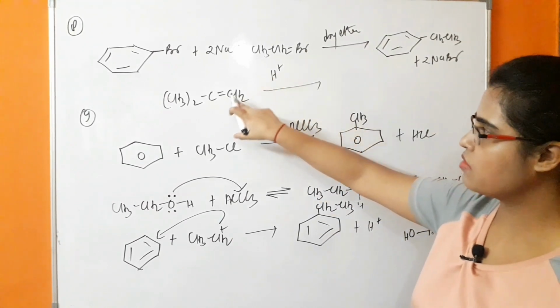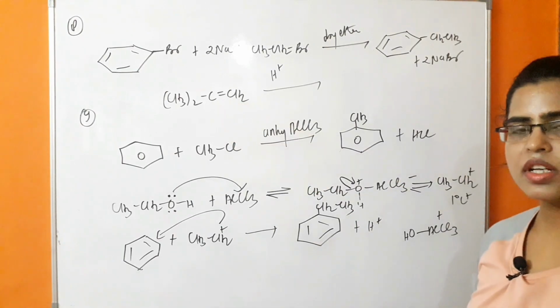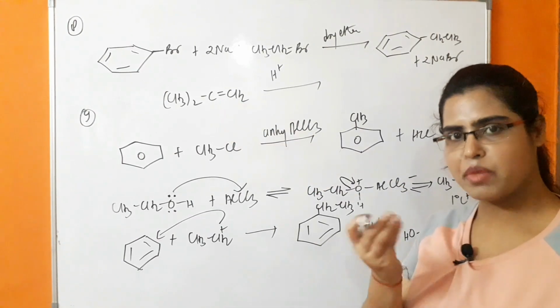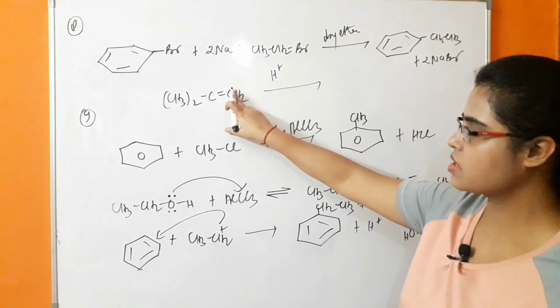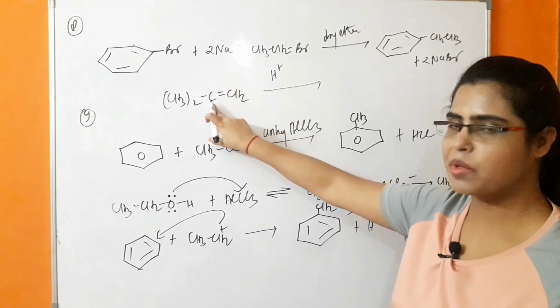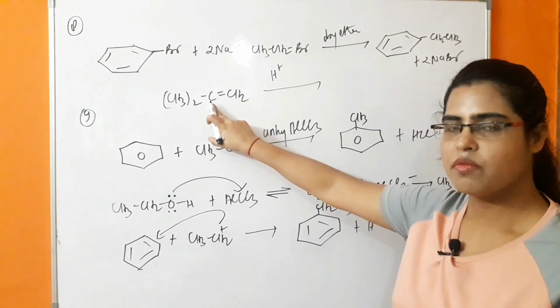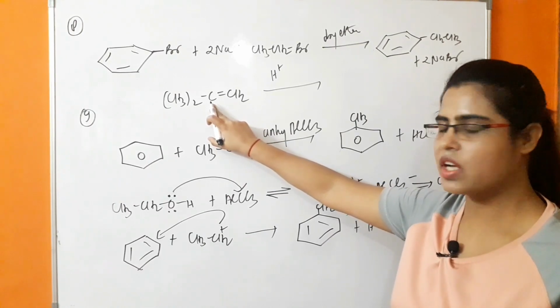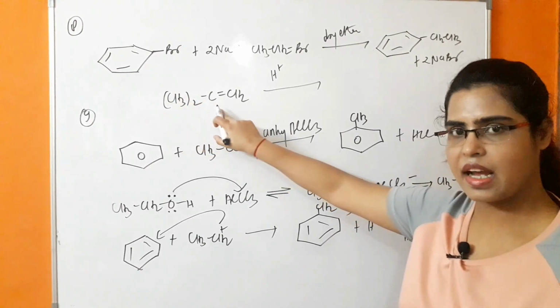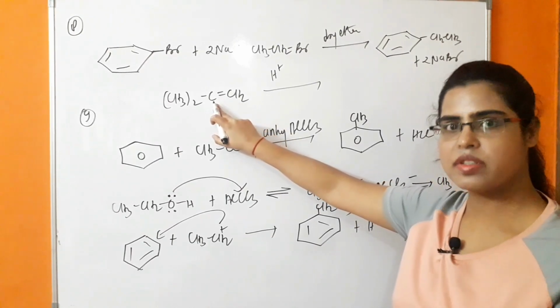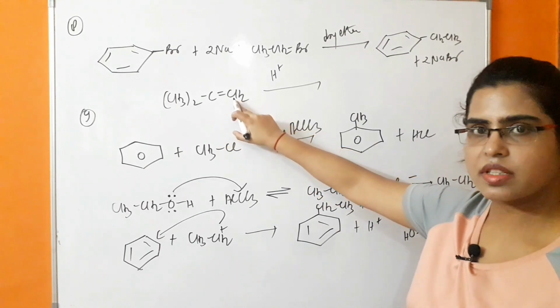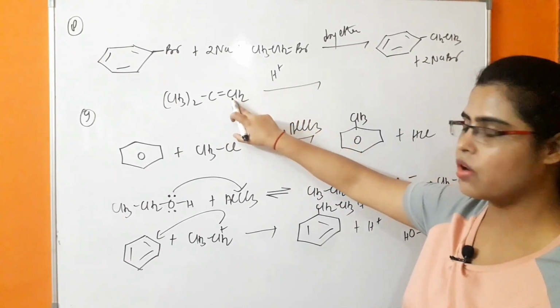This H plus ion will attack the double bond position because the pi electrons are much more free. So this pi bond will be shifted towards this carbon. Because of that, this carbon will have a positive charge. Why does this carbon have a positive charge? Because it is attached to the alkyl group. So in this carbon, the positive charge will be more stabilized in comparison to the other carbon. So this H plus will attack on this carbon.